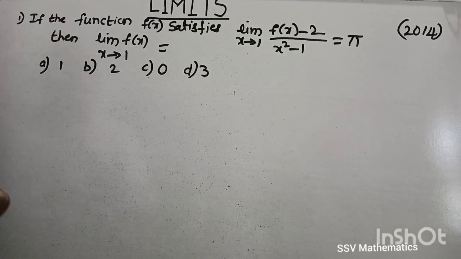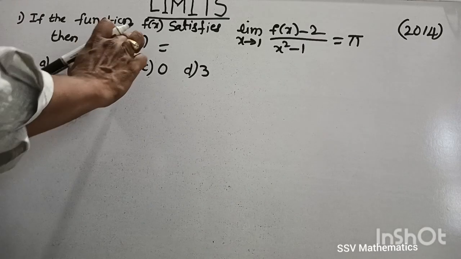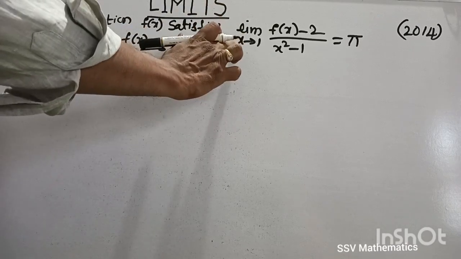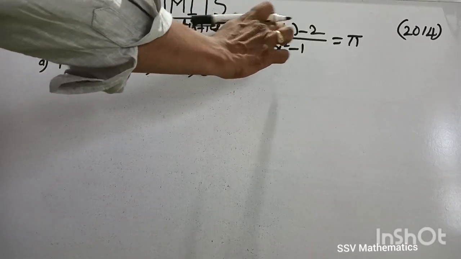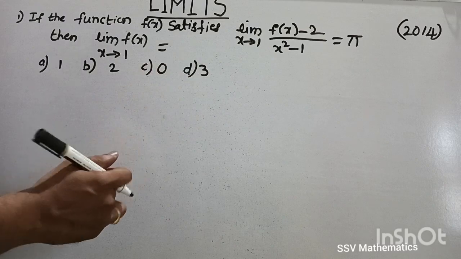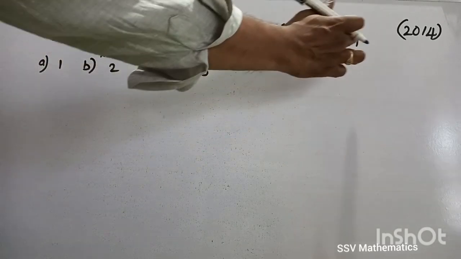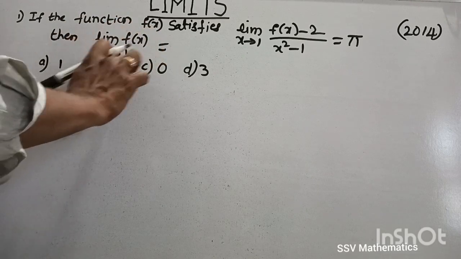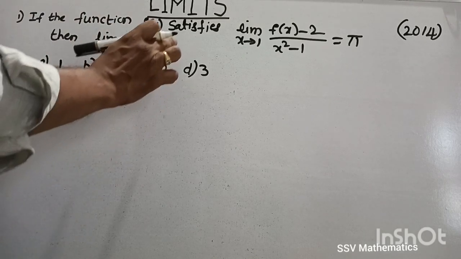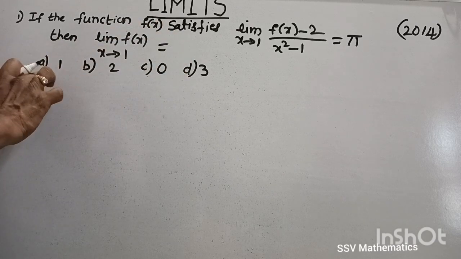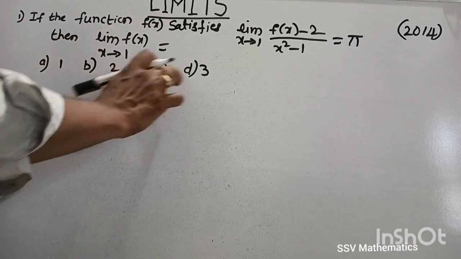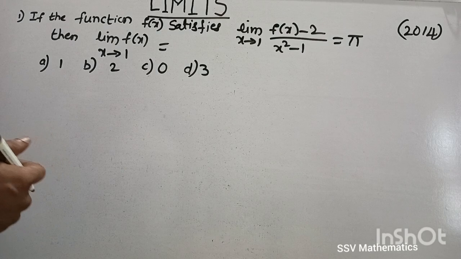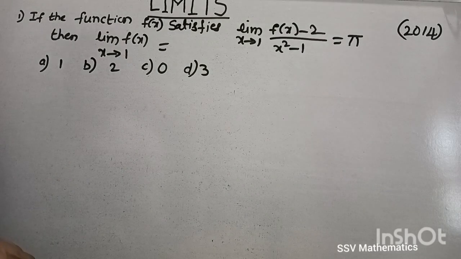My today's class is on KCET limits. First question: if the function f(x) satisfies limit x tends to 1, (f(x) minus 2) by (x square minus 1) is equal to pi, then limit x tends to 1 of f(x) is equal to? We have to find the value of this. Options are 1, 2, 0, 3, asked in KCET 2014.